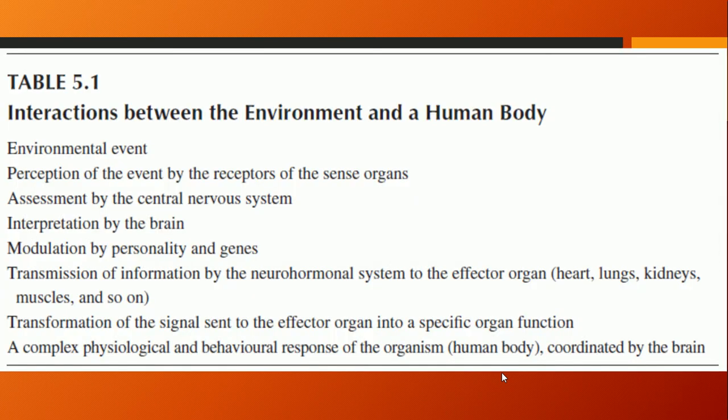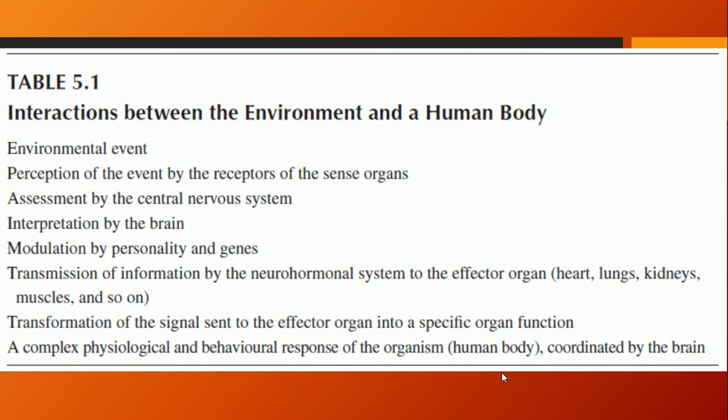So we have this table, interactions between the environment and the human body. So there happens to be an environmental event. Then next is perception of the event by the receptors of the sense organs of the human body. And then assessment by the central nervous system. Next is interpretation by the brain. Next is modulation by personality and genes.